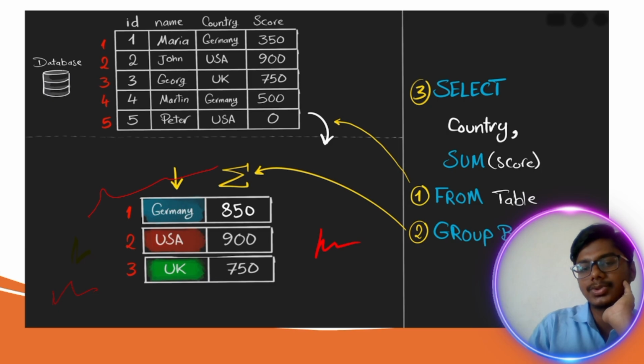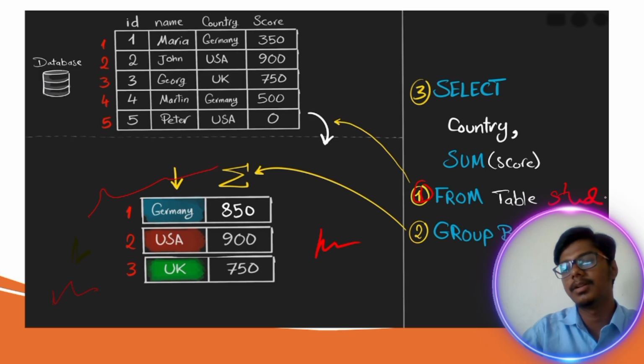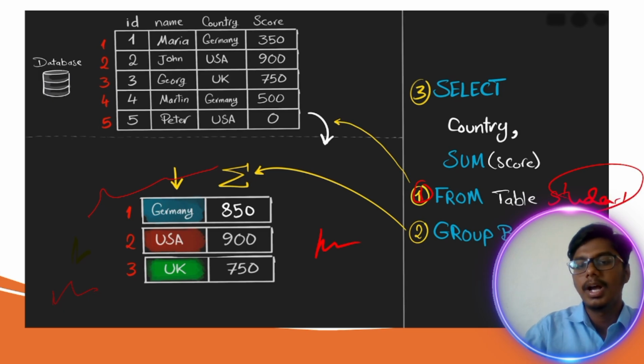So how does the execution order work? The first execution is FROM table. From which table? I just need the student table. The second execution is GROUP BY. You want to group by the country. I just need Germany.